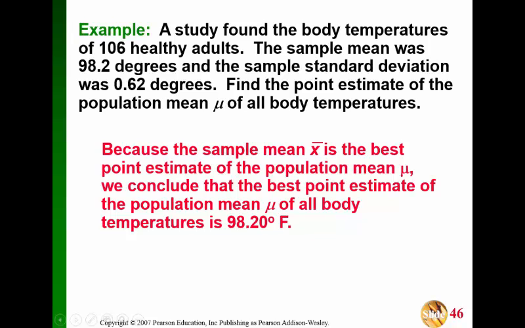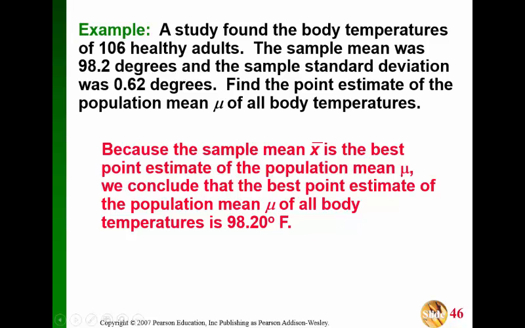But it turns out that in Minnesota, people are a little colder there. A study found the body temperatures of 106 healthy adults, and the sample mean was 98.2 degrees. And sample standard deviation was 0.62 degrees. These are all in Fahrenheit. Find the point estimate to estimate the population mean for all body temperatures.